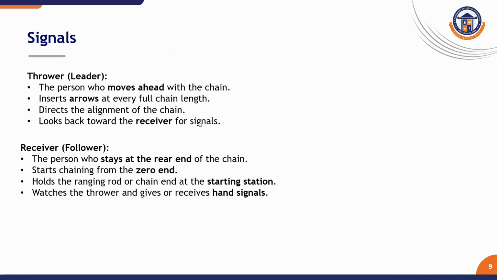Chain surveying in practice primarily involves two people, the thrower or leader, and the receiver, which we also call the follower. The leader moves ahead with the chain, inserts arrows at the end of each chain link, and directs the alignments. The receiver stays at the starting point of each measurement, holds the zero end of the chain, and gives clear hand signals to the leader to ensure perfect alignment. This coordination is vital for accuracy.